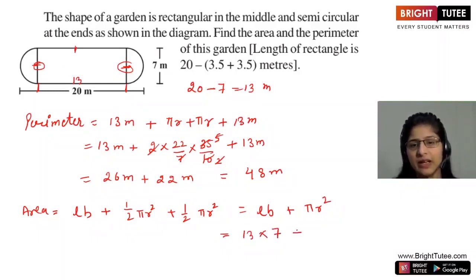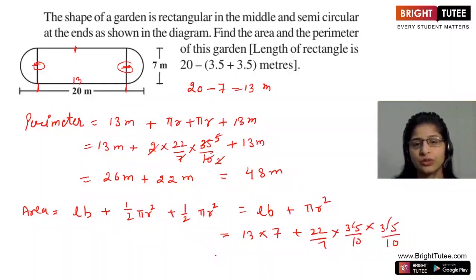So 13 into 7 plus 22 upon 7 into r. R is 7 or 35? It is 3.5. So 3.5 into 3.5. So we can remove the decimal and just write 10 at the last. Right. So 13 sevens is 91. Plus, let us cancel the term. 7 ones are 7, 5s are 35. Then we have 5 ones are 5. 5 2s are 10. 2 ones are 2. 2 ones are 1, 2 ones are 1. Then we are left with 11 into 35.